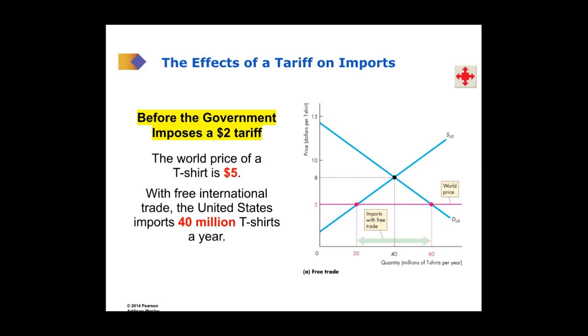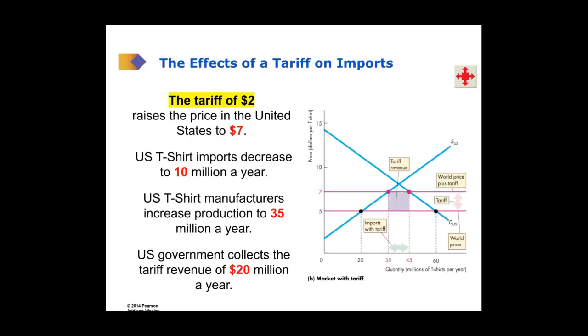The price is going to be $7. You have to add the $2, the $5 for the price of the T-shirt, and the $2 for the tariff. And so when that happens, the price is now $7, and a number of things happen. First of all, the demand at $7 is lower. It's only 45 million T-shirts.